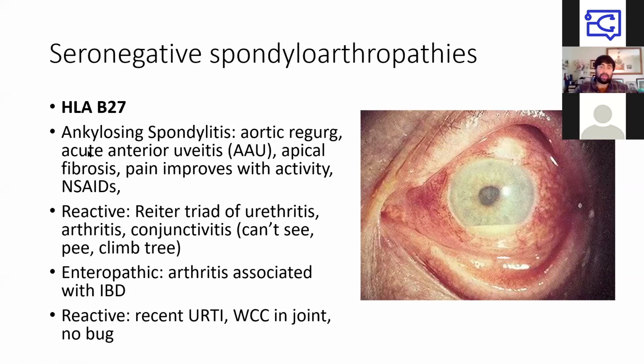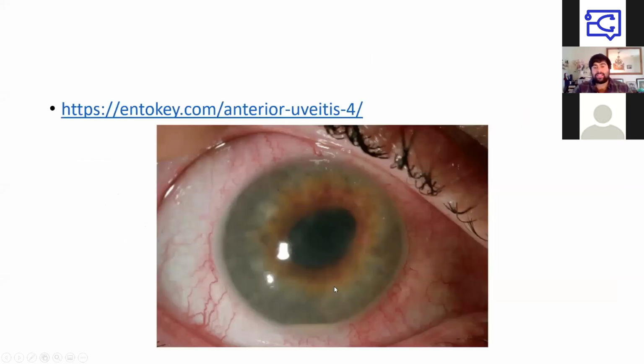And then you have what used to be called Reiter's arthritis, like the reactive arthritis after an infection, that presents with a triad of urethritis, arthritis, conjunctivitis, which you could remember as can't see, can't pee, can't climb a tree. Okay, so that is one of the other seronegative spondyloarthropathies. Enteropathic conditions, so anyone with IBD, as I already mentioned, and reactive arthritis. So again, that's just the picture that I just showed you. Very classical, especially in this aspect of the cornea, you can see that ciliary injection and hypopion.